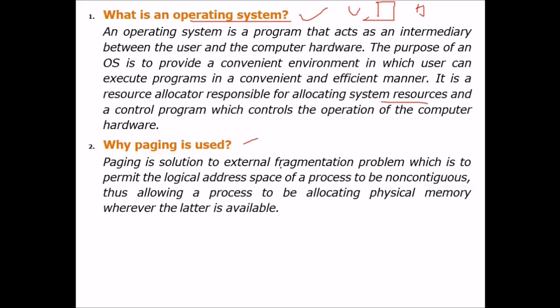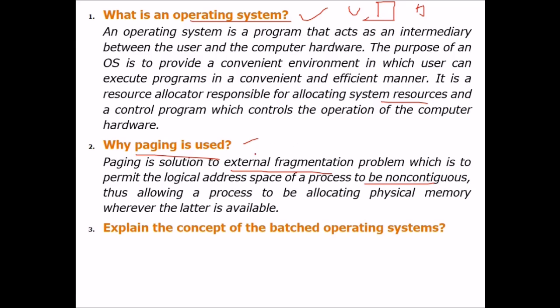Why is paging used? Paging is the solution to the external fragmentation problem. This is the problem which happens in the memory, and to solve it, paging is used. It is used to permit the logical address space of a process to be non-contiguous, thus allowing a process to be allocated physical memory wherever the latter is available. The paging concept allows the user to run their programs freely without worrying about not getting space in the memory to run them.